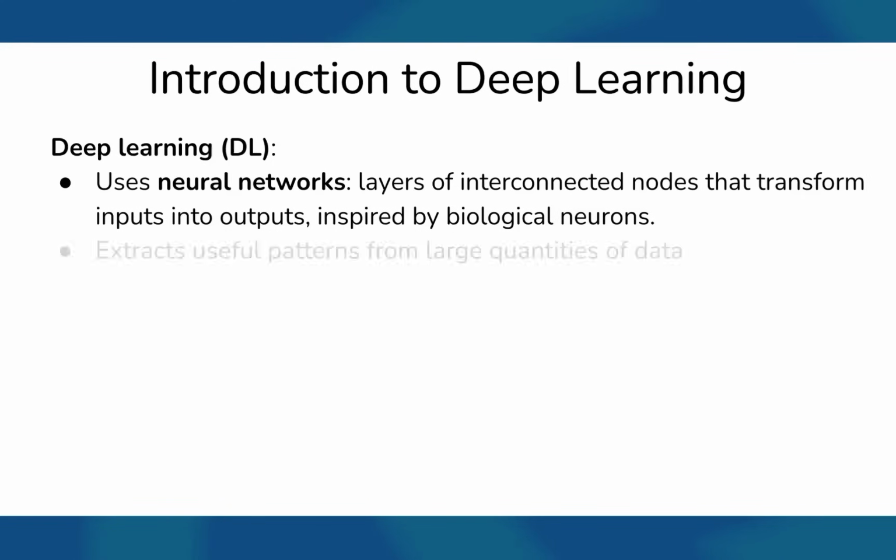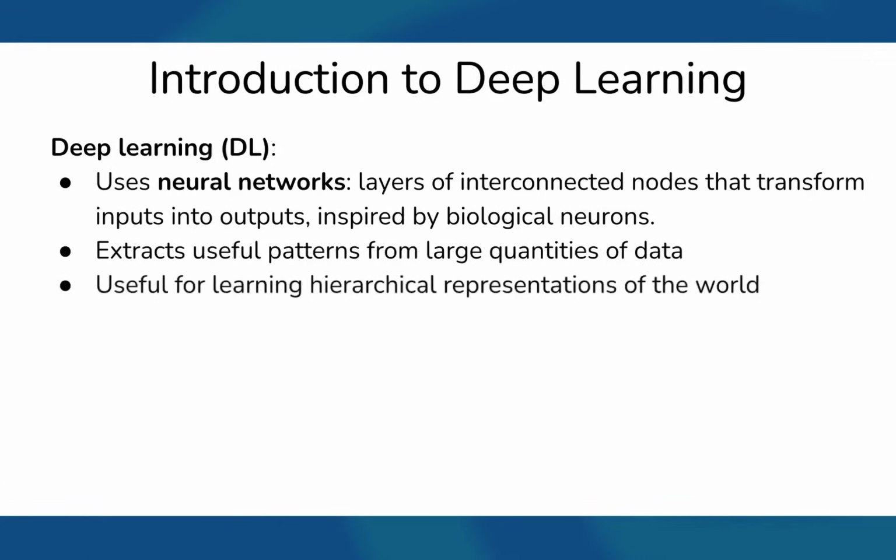Deep learning models extract useful patterns from large quantities of data. So they scale very well with respect to data. As data increases, they don't plateau very quickly. They can keep improving. And they learn hierarchical representations of the world. Deep learning uses many layers of neurons. And since there are many layers, this allows them to learn more hierarchical compositional representations. Again, this is 30,000-foot view, so quite abstract words.